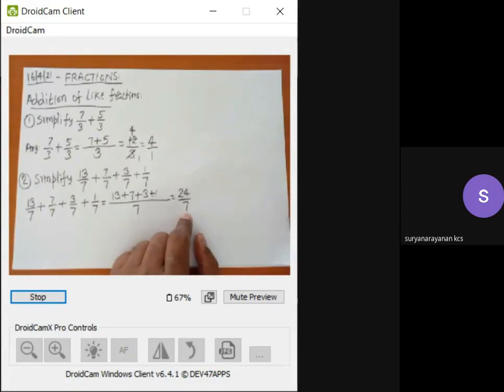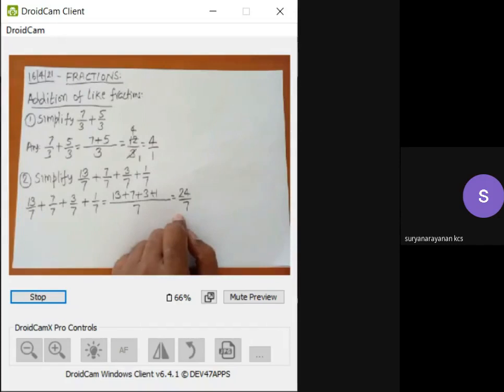Can you take any table to cancel the numerator and denominator in this case? No, sir, we can't. Ah, yes, very good. We can't take any table to cancel the numerator and the denominator. So here in this case, we say that 24 by 7 is in the simplest form. 24 by 7 is said to be in the simplest form.